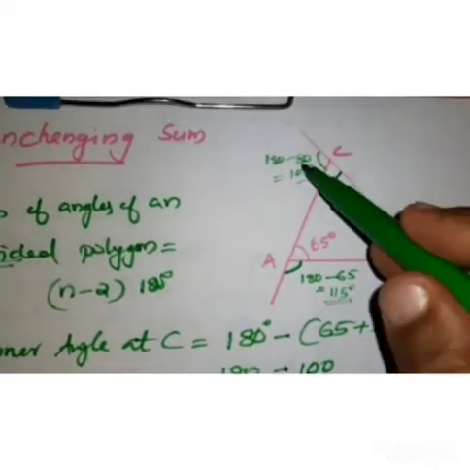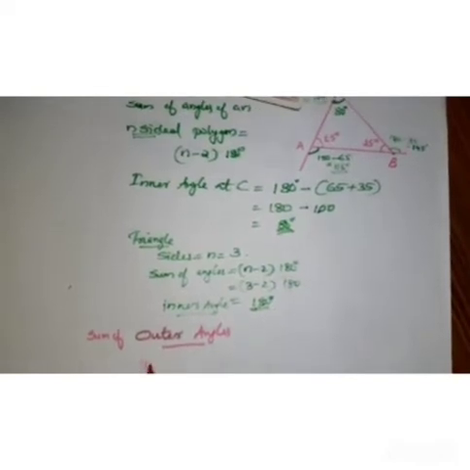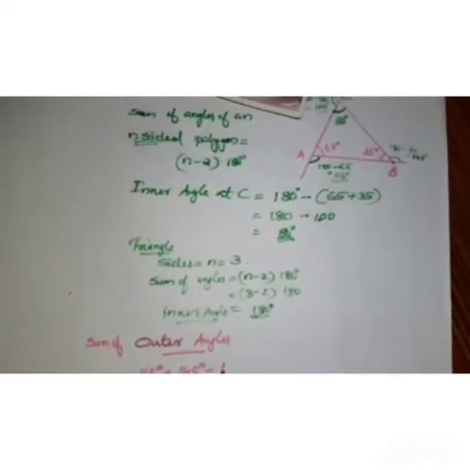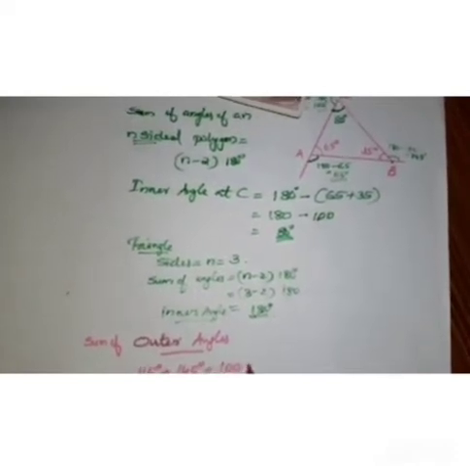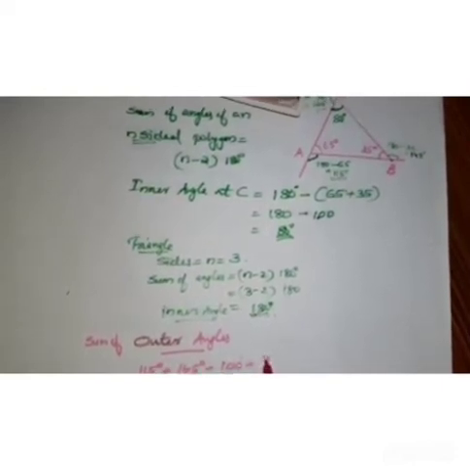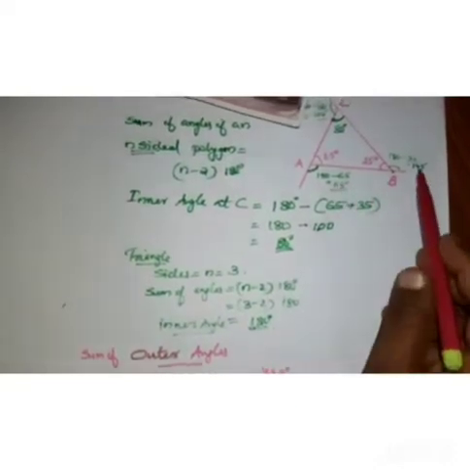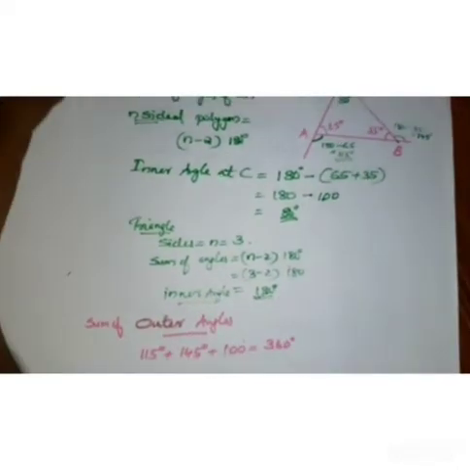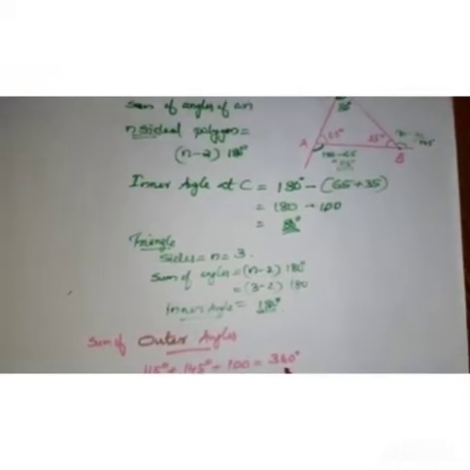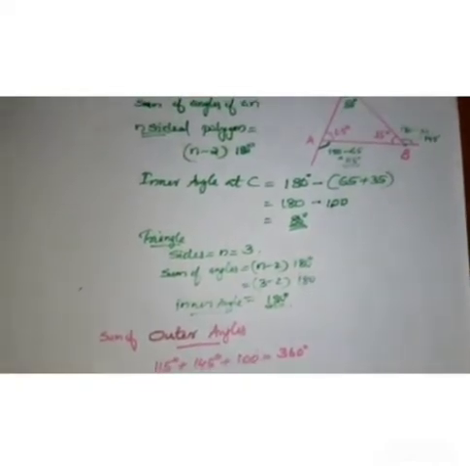Now we can take the sum of these outer angles. The outer angle at A is 115 degrees, at B it is 145 degrees, and at C it is 100 degrees. If you add these three, what will we get? You try to find out. You will get 360 degrees. So the outer angles, 115, 145 and 100, if you add them, you will get 360 degrees. So the sum of outer angles of a triangle is 360. Can you find out this? For all triangles, is it 360 or not?